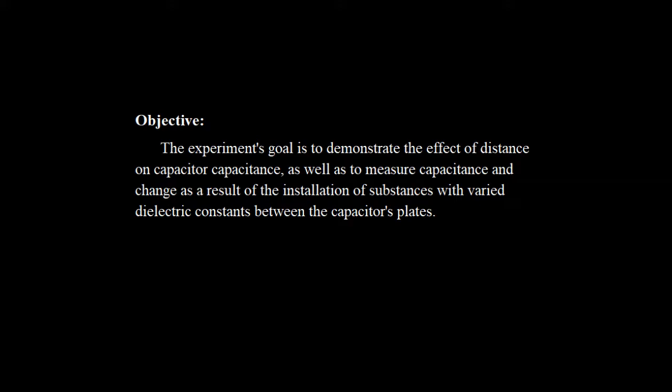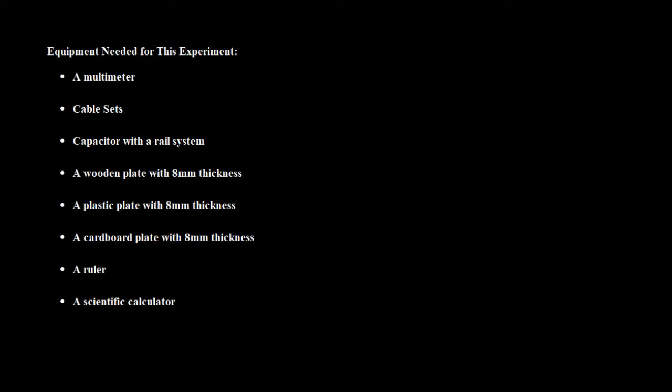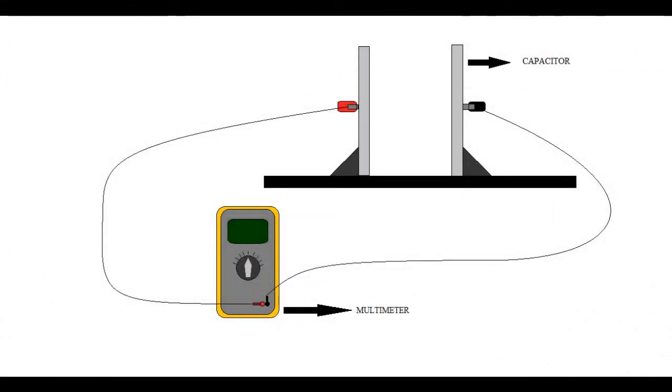the capacitor plates. In order to conduct this experiment, we need a multimeter, cable sets, a capacitor with a rail system, a wooden plate with 8 mm thickness, a plastic plate with 8 mm thickness, a cardboard plate with 8 mm thickness, a ruler, and a scientific calculator. By using this equipment, we first need to build an experimental setup.